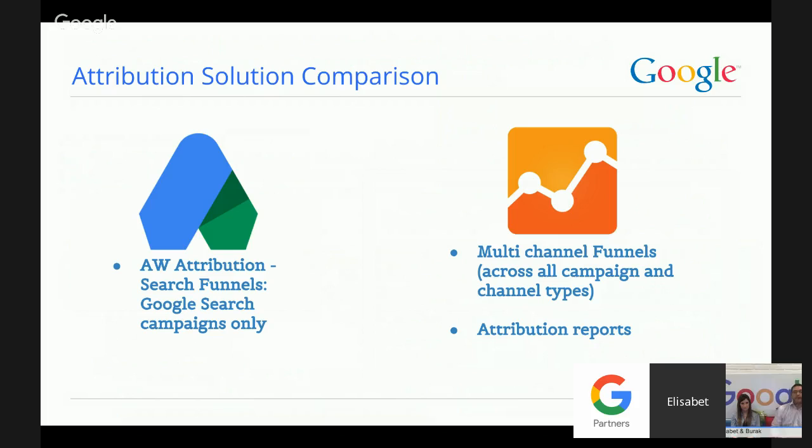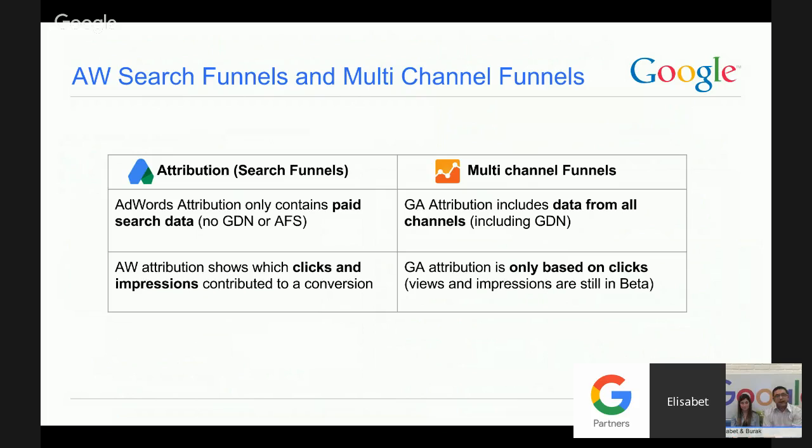Let's see what solutions we have in AdWords versus Analytics. In AdWords, we have search funnels, and it is under Tools. It's Tools, Attribution, and in parentheses you will see Search Funnels. We only see Google search campaign information. In Analytics, we have two tools, mainly two great tools. One is multi-channel funnels, and that shows the data for all campaign and channel types. Elizabeth will go over the Analytics tools.